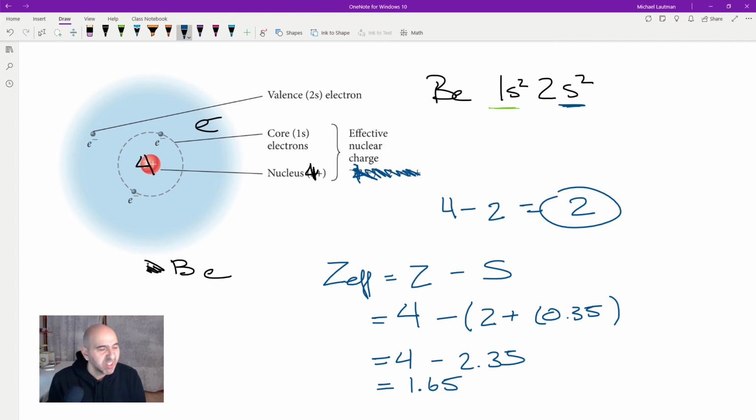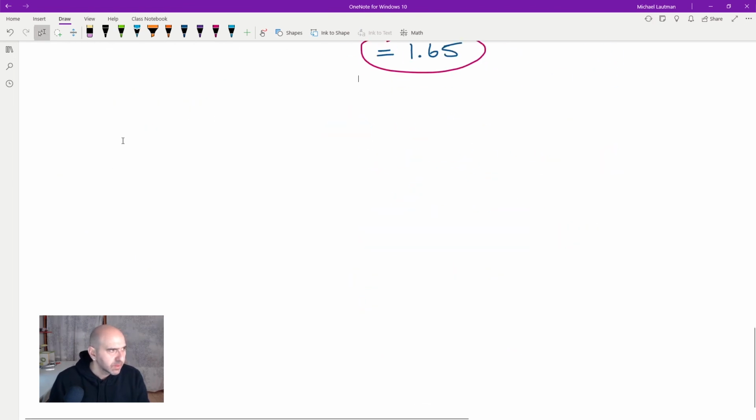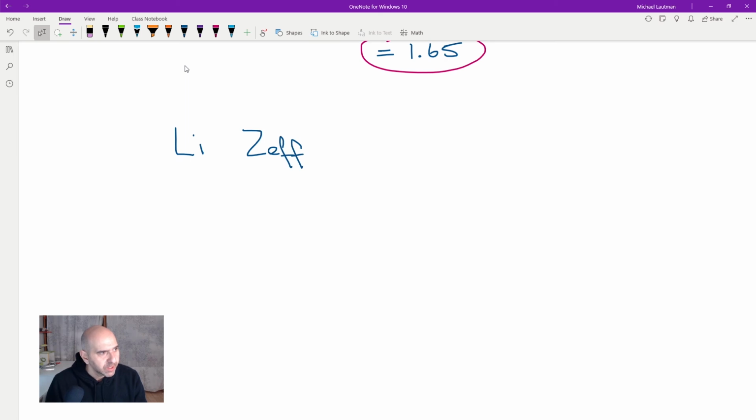Now, some people just make their life simpler and use 0.5 as the factor that they multiply the number of valence electrons by. It's fine. It doesn't really matter. But what does this tell us? It tells us that in lithium, the effective nuclear charge is equal to 1. In beryllium, the effective nuclear charge is equal to 1.65.